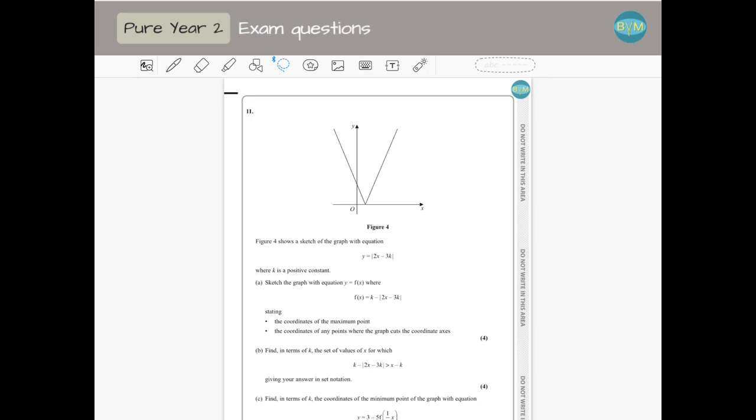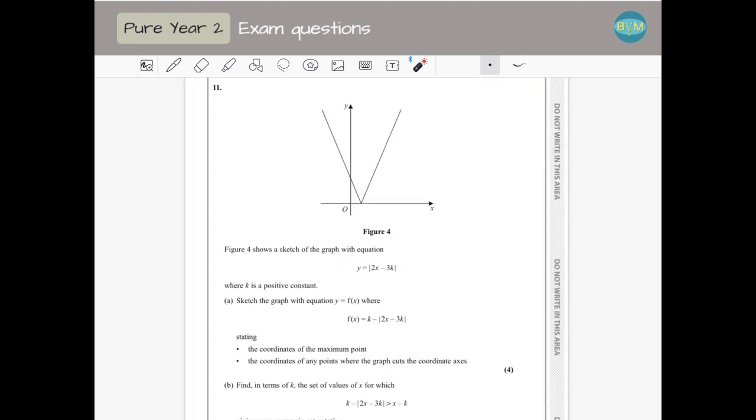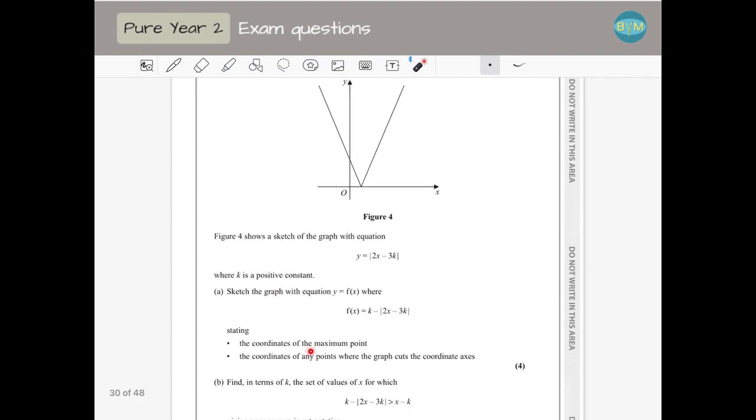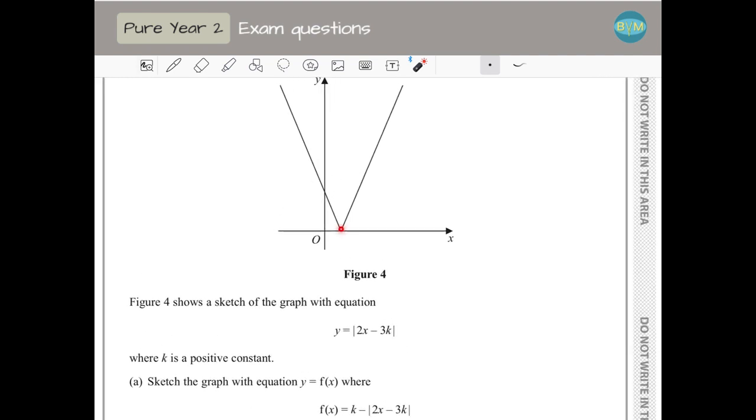Hello, this is question 11 in your Pure Paper 2 from November 2021 from Edexcel, and you have a sketch of this graph here, which is an absolute value graph, where k is a positive constant. They ask you to sketch the graph with this equation, which is slightly different. We have to find the coordinates of the maximum point and the coordinates of any points where the graph cuts the coordinate axis. So first I will locate, because it's going to be helpful, these points here.